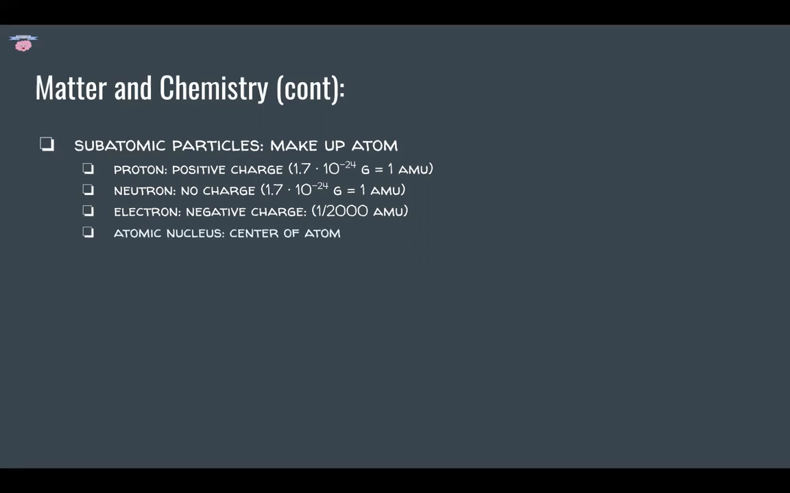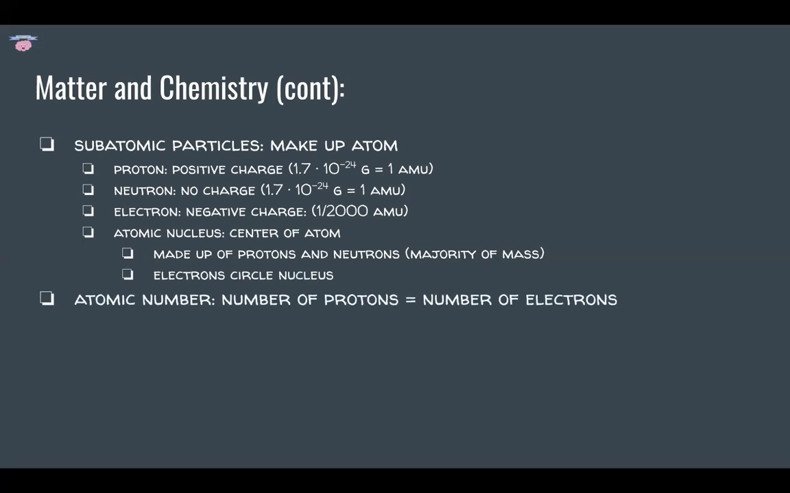The atomic nucleus is the center of the atom, and it's made up of protons and neutrons. This is the majority of the mass because the electrons that orbit the nucleus don't weigh much. As you can see, it's 2,000 times less than a proton or a neutron, while a proton and neutron have approximately the same mass. Like I said, electrons orbit the nucleus. The atomic number of an atom is the number of protons, which is also equal to the number of electrons. And hydrogen has one proton, which means it has one electron.